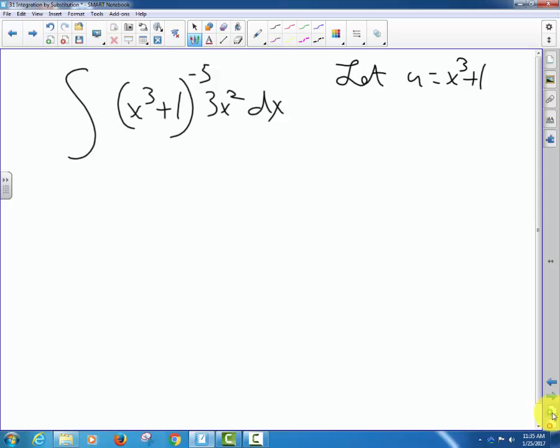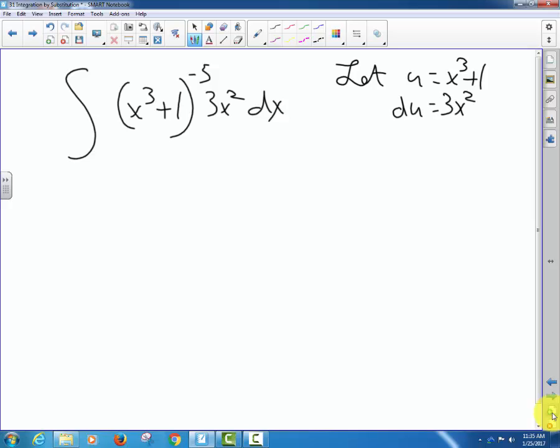I look at it as what looks most complicated right now. The x cubed plus 1 to the negative 5, that looks complicated. Can I simplify that? Well, in fact, we can. u is x cubed plus 1. So then that means du is what?